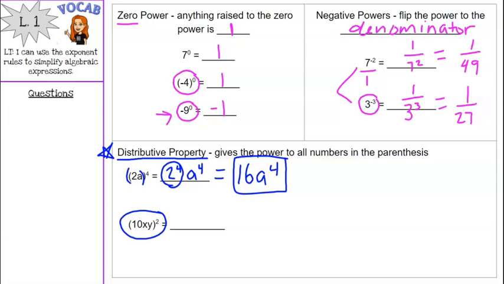When we start, we give the power to every number or variable in the parentheses. So the 2 goes to the 10, the 2 goes to the x, and the 2 power goes to the y. And then we also want to make sure we simplify that number piece. So 10 squared is 10 times 10, which is 100, x squared, y squared.